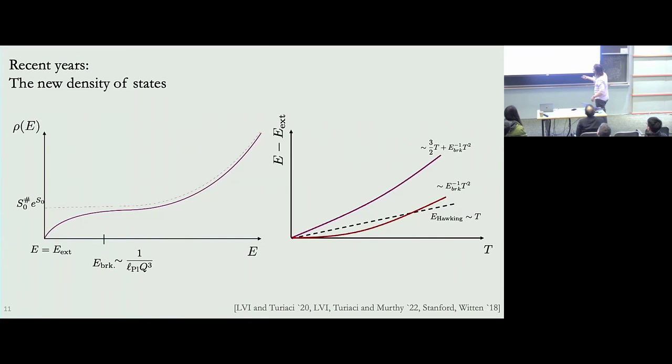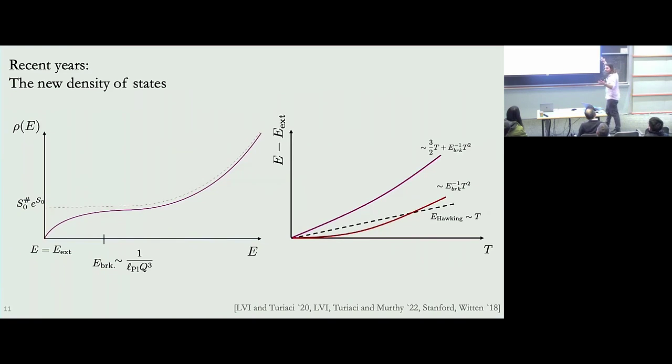So it goes to a very large value at extremality. And here's what happens if you include these modes, namely the density of states goes towards 0 at extremality, and it starts deviating from the previous semi-classical computation at precisely the breakdown scale that Preskill and collaborators discussed in the 90s. So you could also look at how the energy above extremality behaves with the temperature.